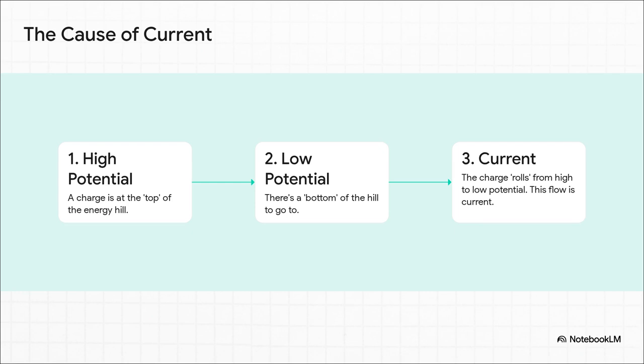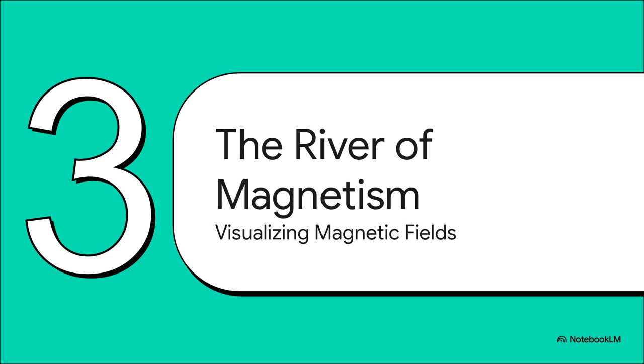So this is the really crucial point. Current doesn't just happen for no reason. It needs a push. First, you need a high potential. That's the top of our energy hill. Second, you need a low potential, a bottom for it to roll towards. The difference between those two spots is the voltage, and that's what provides the push that makes the charge roll from high to low. And that flow is the current. Simple as that.